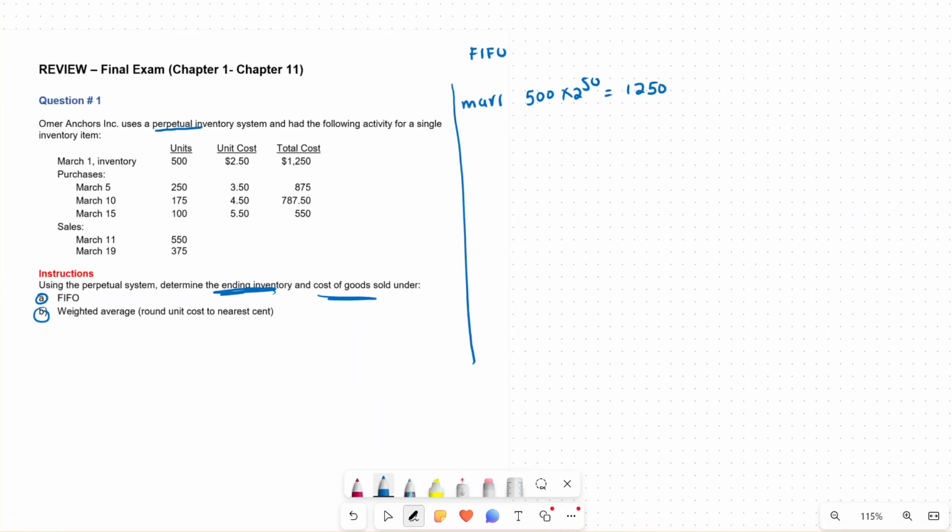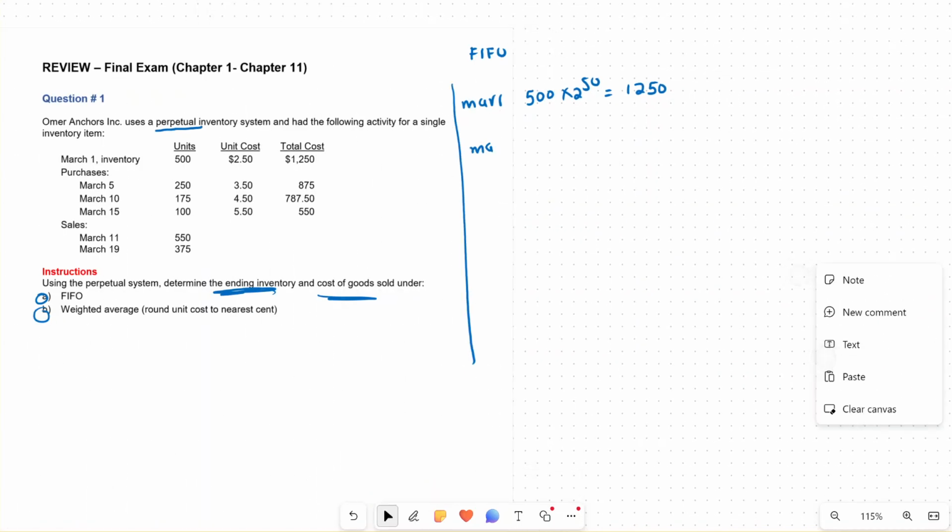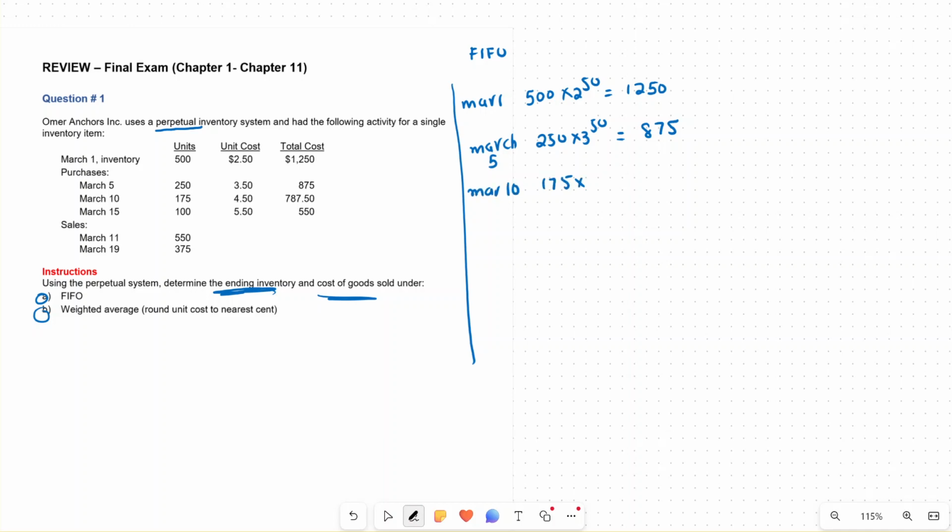Then they purchased. On March 5th, they purchased 250 units at $3.50. The value of these units was $875. On March 10th, they purchased 175 units at $4.50, and that is $787.50. Now we have done the beginning inventory, purchases, and the March 10th purchase.